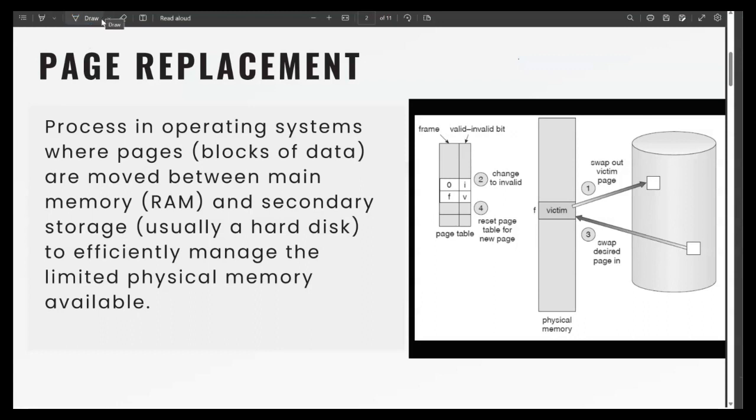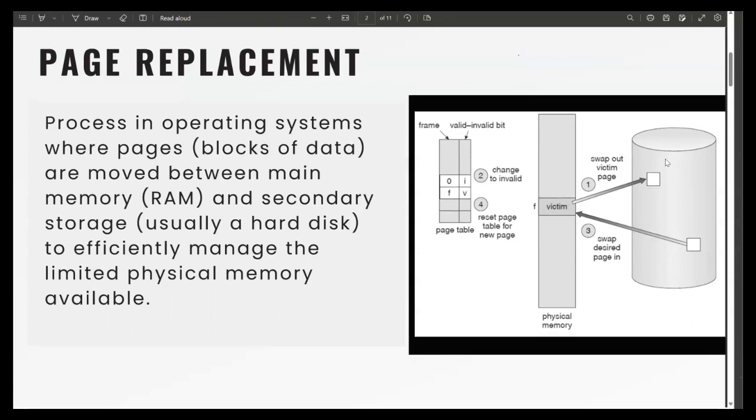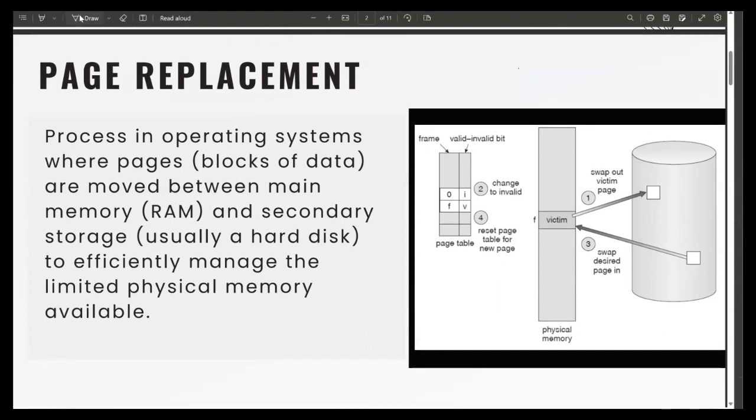physical memory available. Suppose this is our physical memory, this is our victim page, and this is our secondary storage. Suppose we require a particular page from secondary storage, so that page has to come into the main memory. This is the required page and this is our victim page that will be replaced by the desired page. So the page that will be replaced is called the victim page and it will be swapped out, and the required page will be swapped into the physical memory.